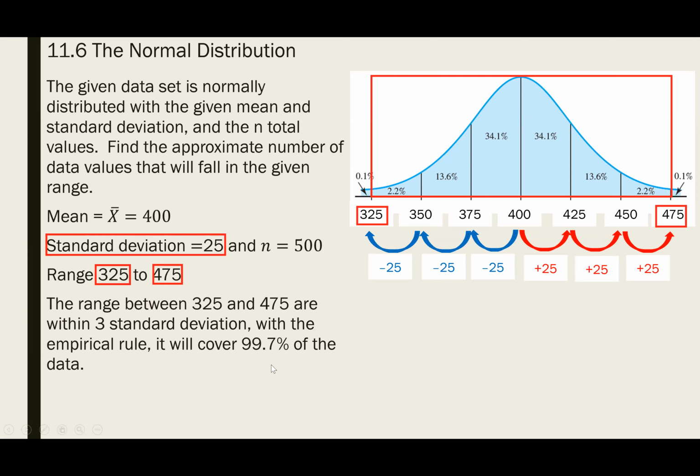And how do we find how many people out of 500? Well, we take the percentage multiplied by the total. So 99.7% converted to a decimal is 0.997, times this, and we will say that we have 499 people.